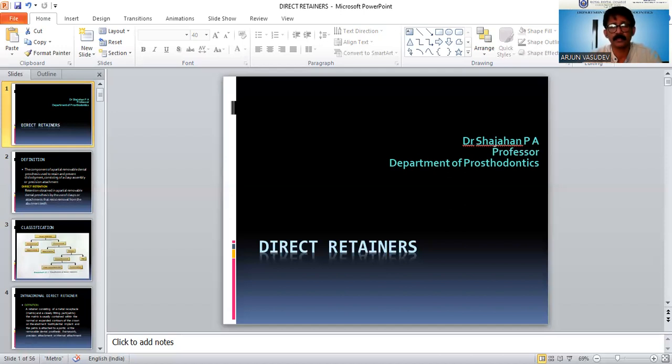But extracoronal retainers, simple circular clasps, are very easy to manufacture compared to the precision attachment. There are multiple choices and they can be selected according to the case. So in the next class, we will be discussing the types of extracoronal clasp.